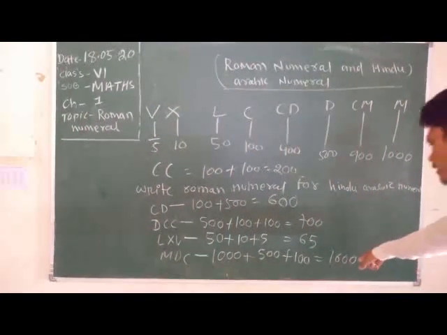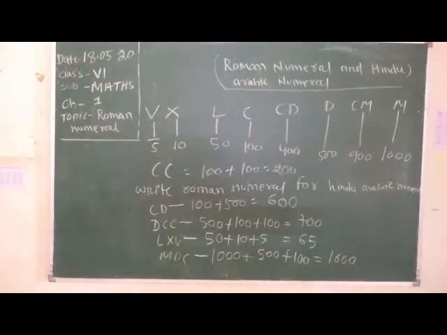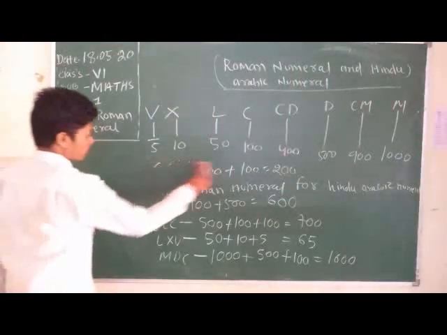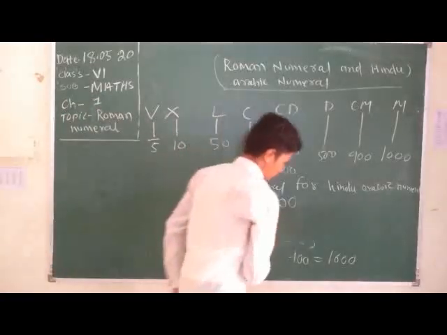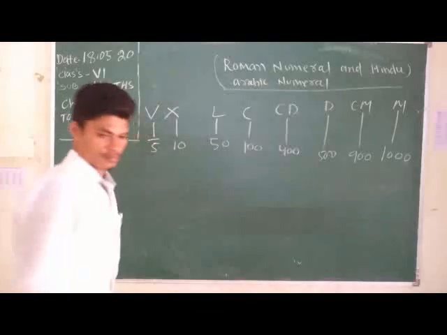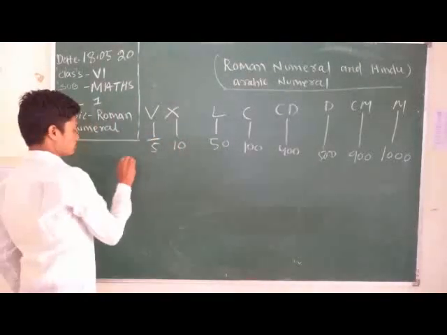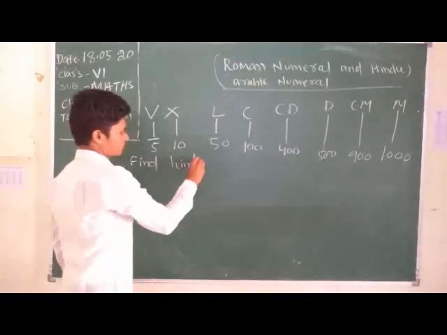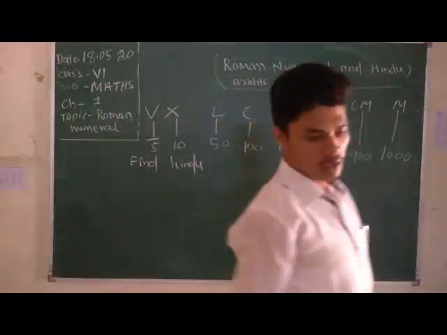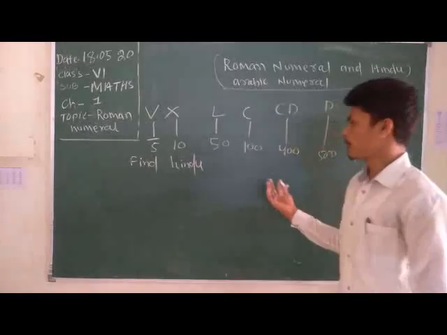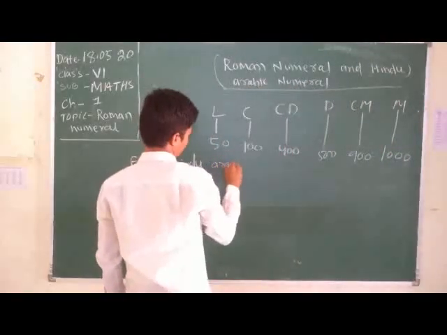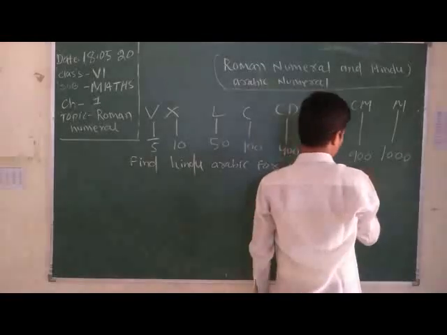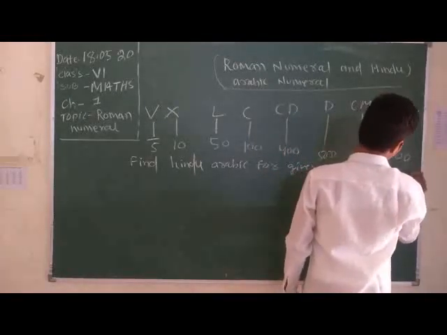Now we change a Hindu-Arabic number into a Roman numeral. Now we find the Roman numerals for given Hindu-Arabic numbers. Clear? Find the Roman numerals for the given Hindu-Arabic numbers. See how to find it.